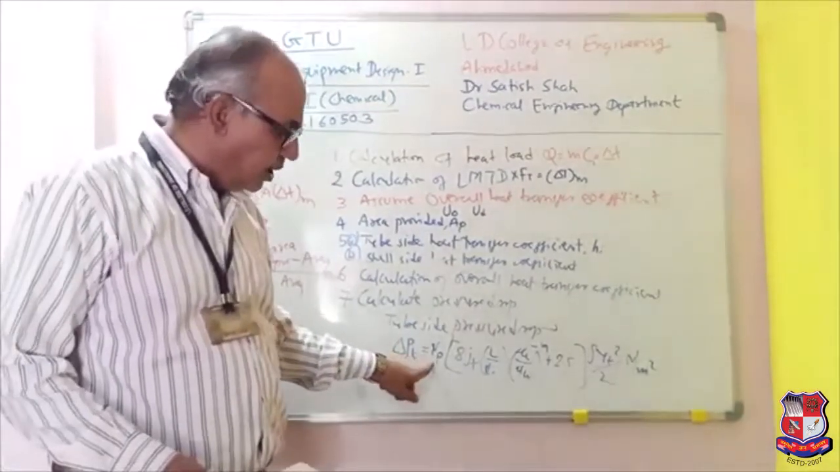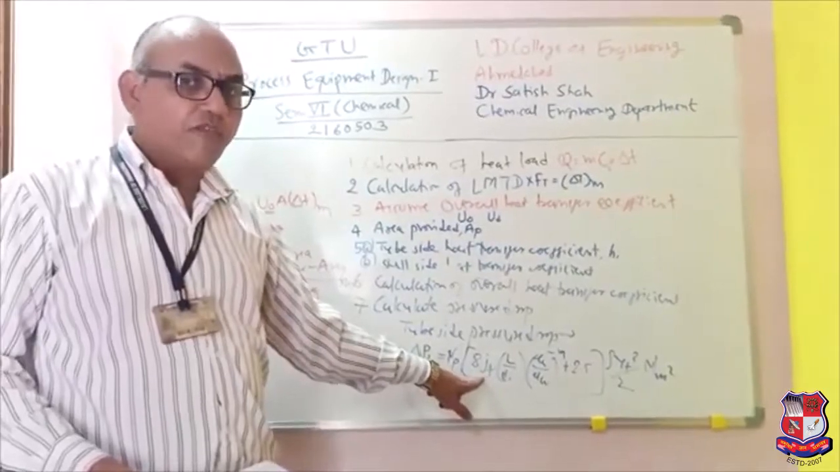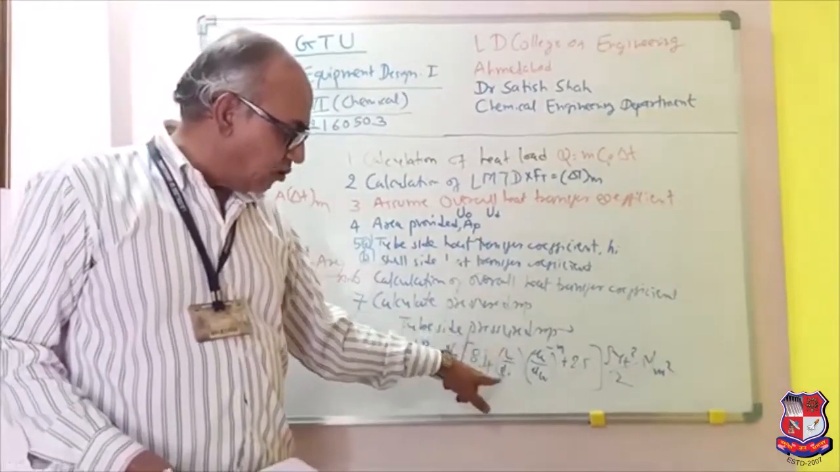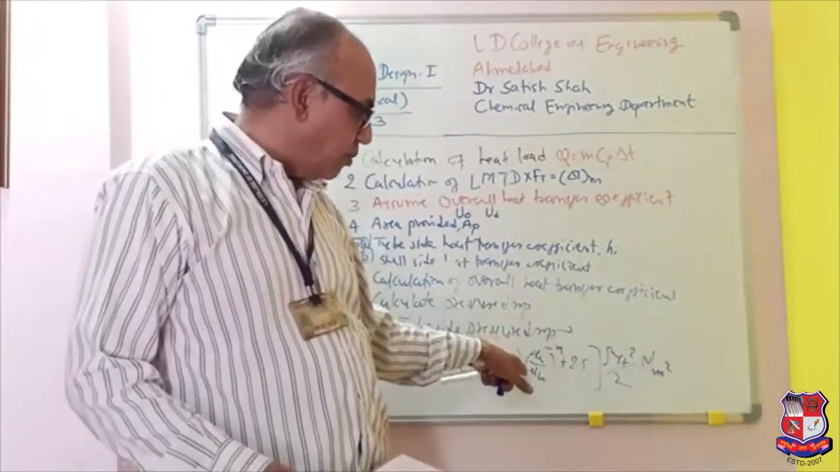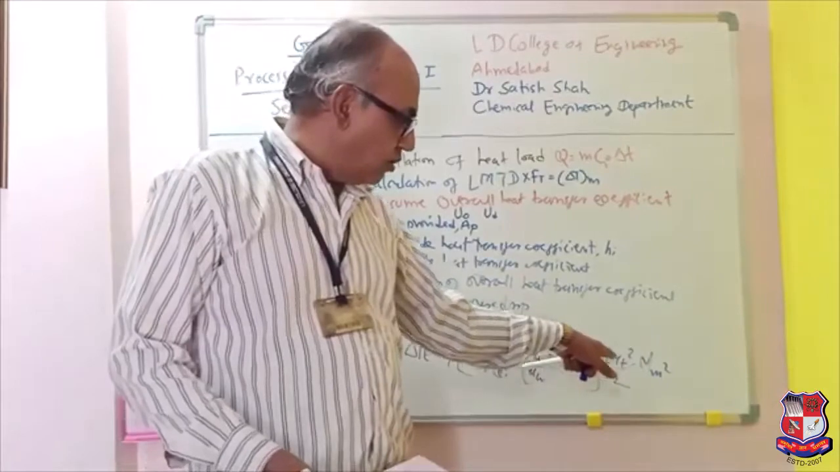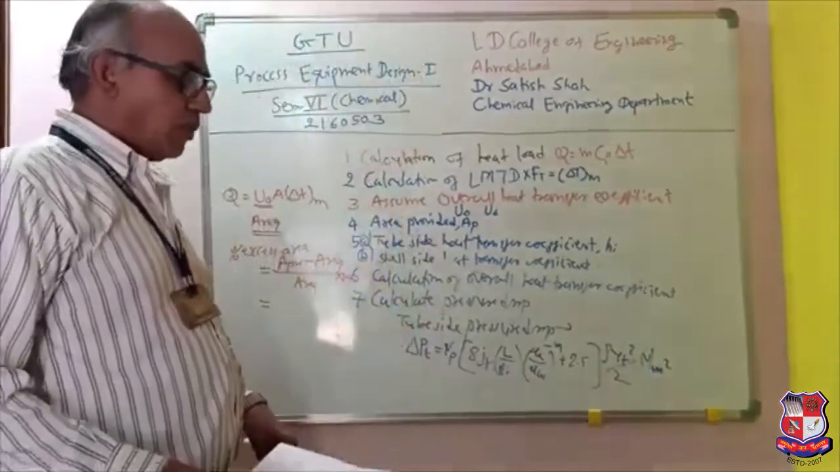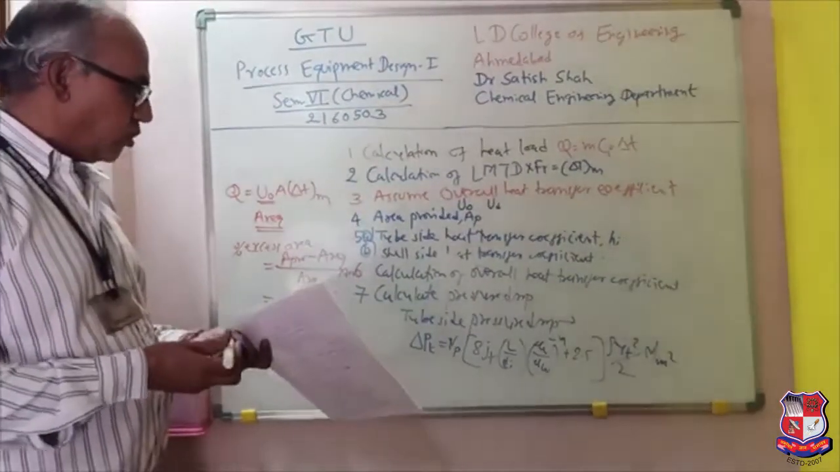So what is here? NP, that is number of pass. JF, that is the factor which is already given in the book in particular chart. L, that is tube length. DI, that is tube ID. And as I told you, this factor will be most of the time 1. Rho, density of the fluid. UT is velocity of the fluid, and you will get the pressure drop like this.